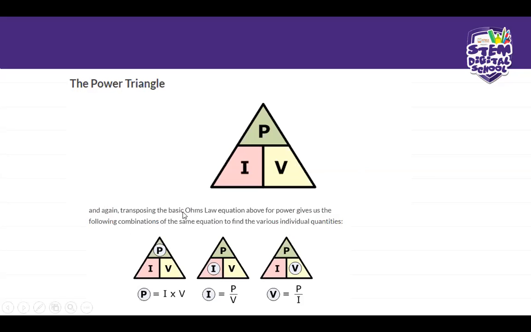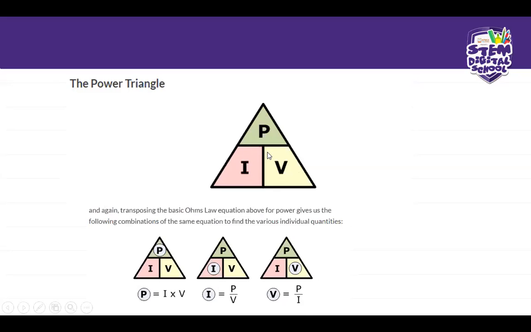Transposing the basic Ohm's law equation above for power gives us the following combination of the same equation to find the various individual quantities. So here we have it, right? Power is equal to voltage times current, but it can change. They can ask you for the current and give you power and voltage, or they can ask you for the voltage and give you power and current. So you see how you do it. You just put your hand here and close it. If you're looking for current, it's going to be P over V. If you're looking for P, it's going to be I times V. If you're looking for voltage, it's going to be P over I.